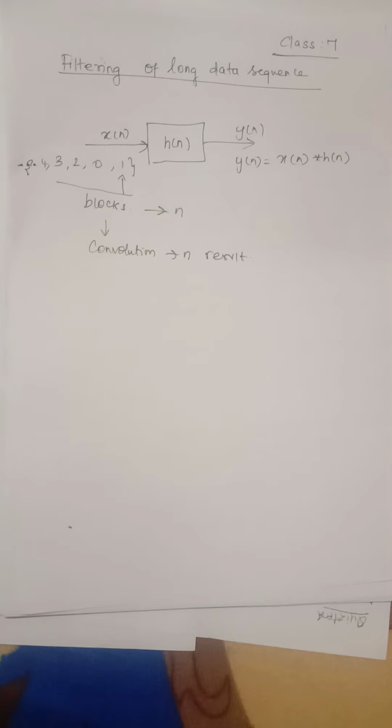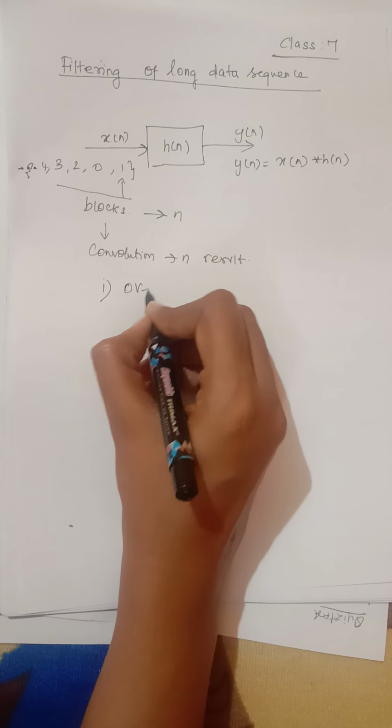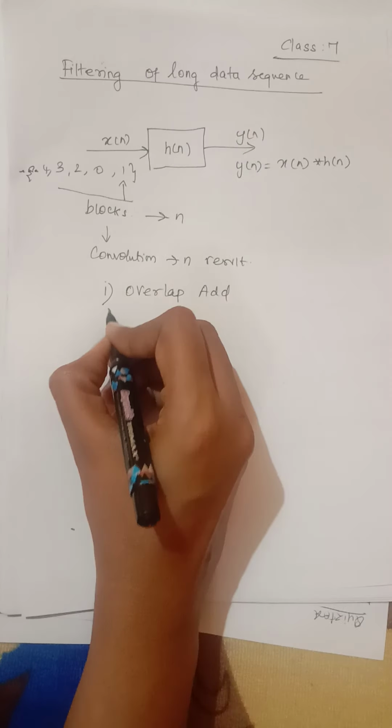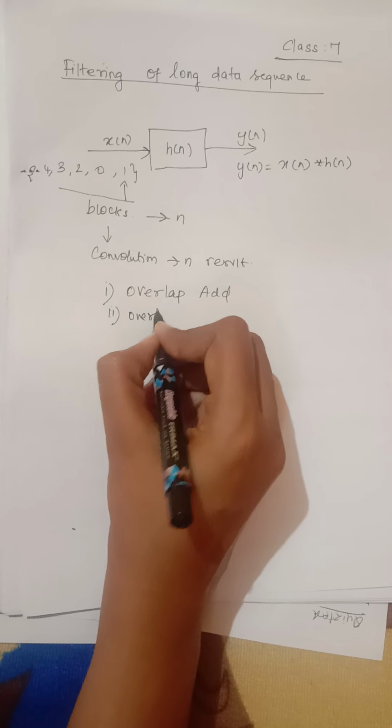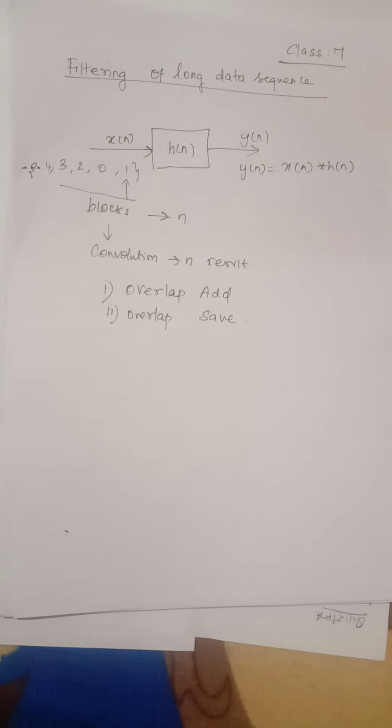In order to do this, you can choose two methods: the overlap add method and the overlap save method. We will see these algorithms in detail.